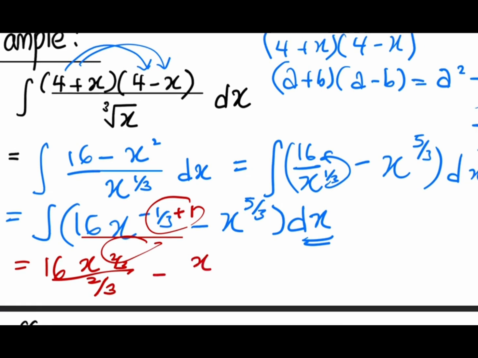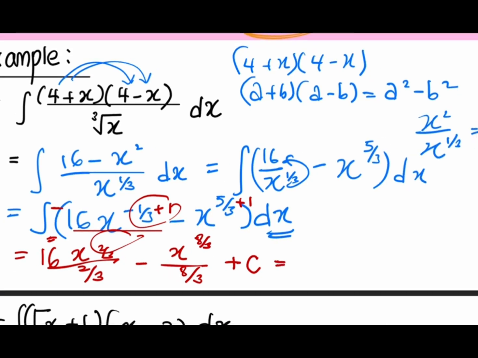And minus x to the power of 5 over 3, the power increased by 1, so we get 8 over 3, right? And divide by the new power, 8 over 3, and add a plus c at the end, since it's an indefinite integral, the limit is not stated. So you simplify it, and you will get the answer: 24x to the power of 2 over 3 minus 3 over 8 x to the power of 8 over 3 plus c. So here is how we solve the indefinite integration of fractions.